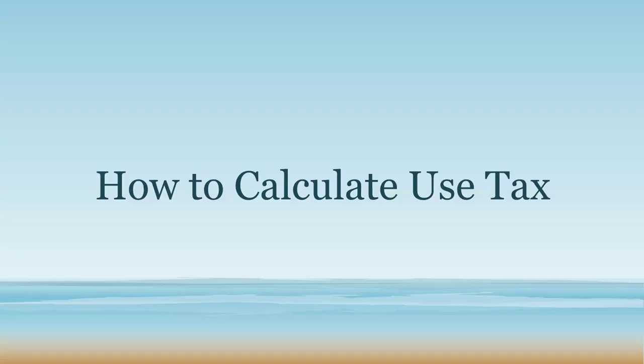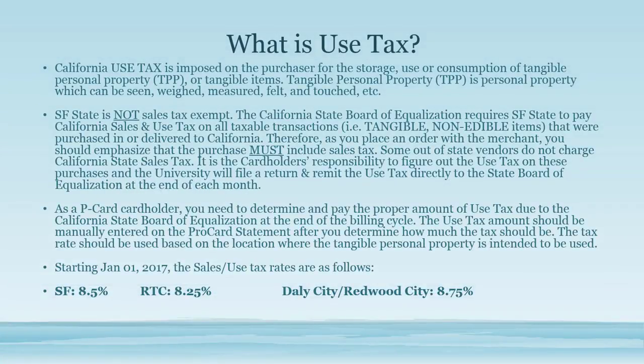In this tutorial we will show you how to calculate use tax. California use tax is imposed on the purchaser for the storage, use, or consumption of tangible personal property or tangible items. Tangible personal property is personal property which can be seen, weighed, measured, felt, and touched.